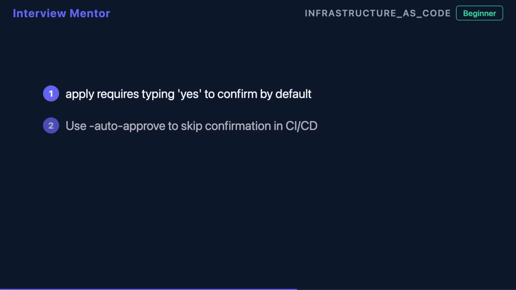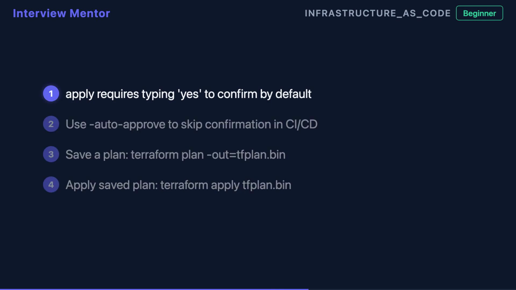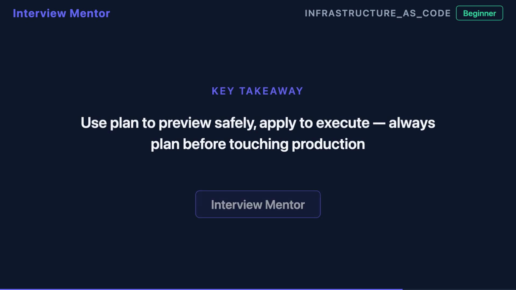Two details worth knowing. Apply requires you to type yes to confirm by default. Pass dash auto-approve to skip this in automated pipelines. You can also save a plan to a file using Terraform Plan -out, then pass that file directly to Apply. This guarantees the exact changes you reviewed are what gets executed. No surprises. Plan for a safe preview, apply to execute. Always run plan before making changes in production.